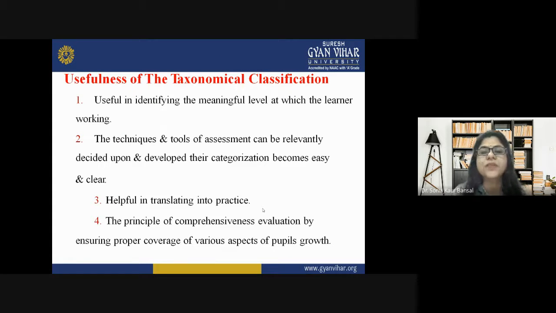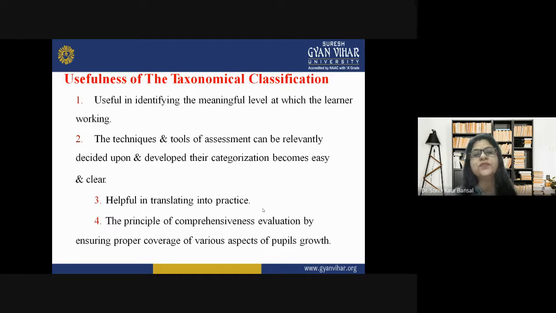Usefulness of the taxonomical classification: it is useful in identifying the meaningful level at which the learner is working. So, let's understand the usefulness of that taxonomical classification. It is really very useful in identifying the meaningful level at which the learner is working, because it is recommended in Bloom's taxonomy that to go to the upper level, learning of the lower level is really very important.